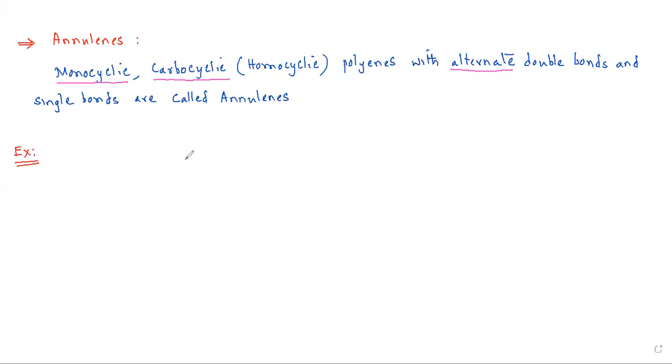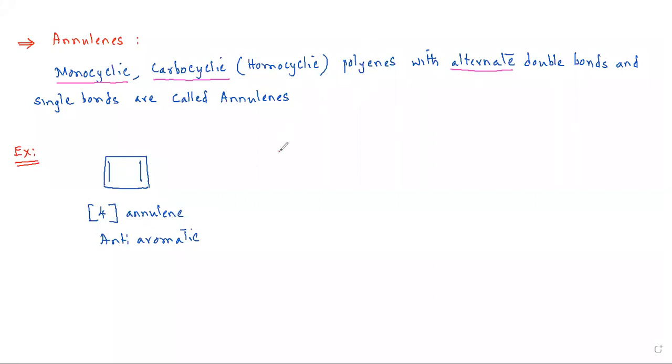In fact, these are known things. Generally, we call this cyclobutadiene. But you know, this can of course be called 4-annulene. It has got 4 pi electrons. So it's called 4-annulene. And we know that this is anti-aromatic.